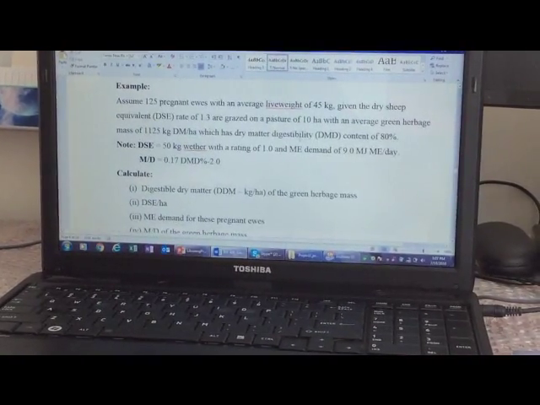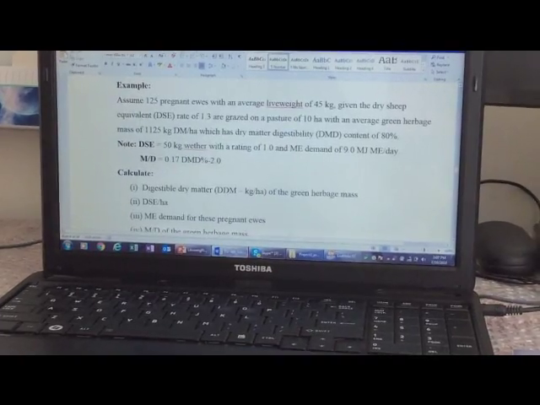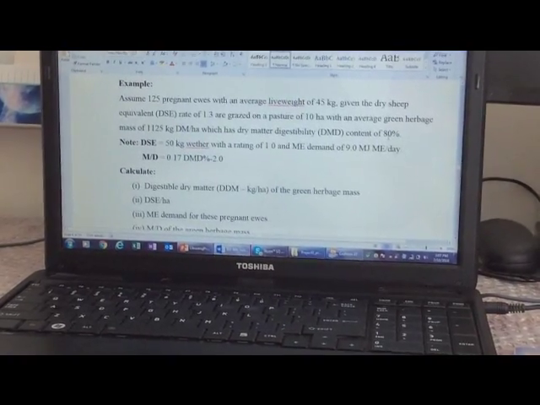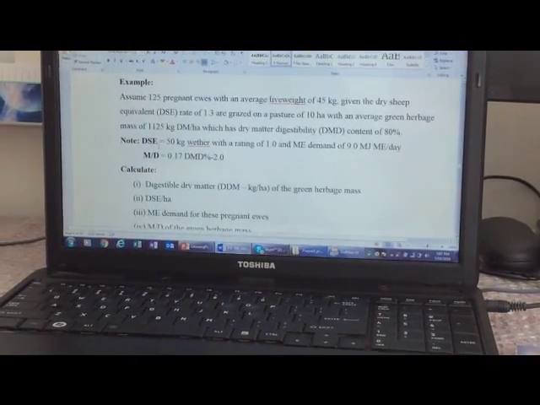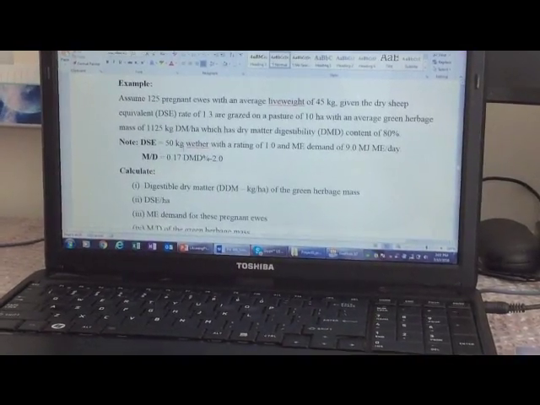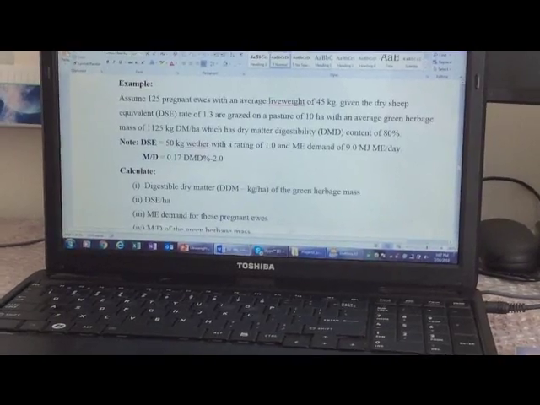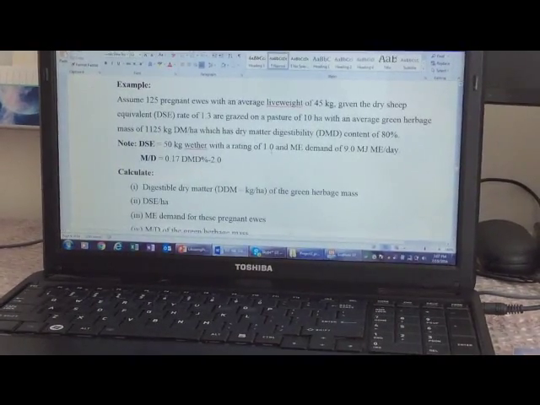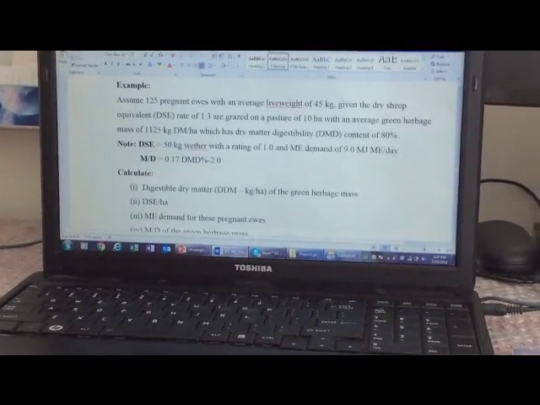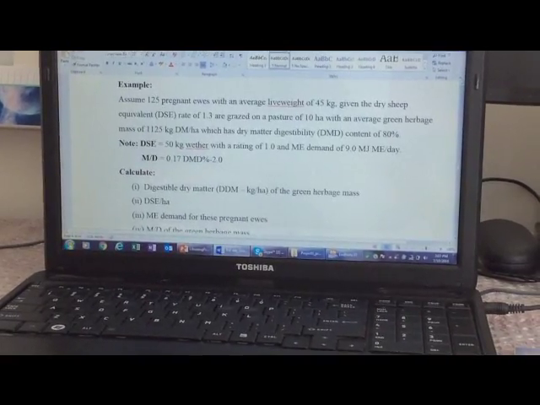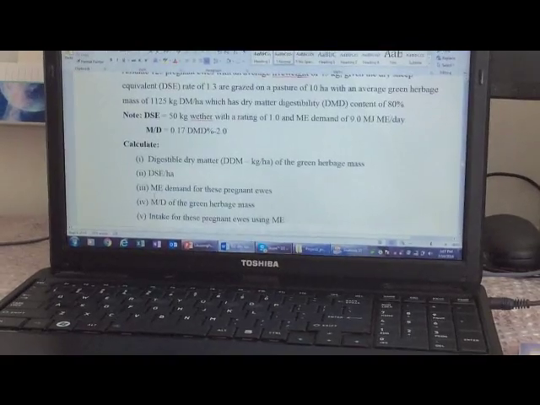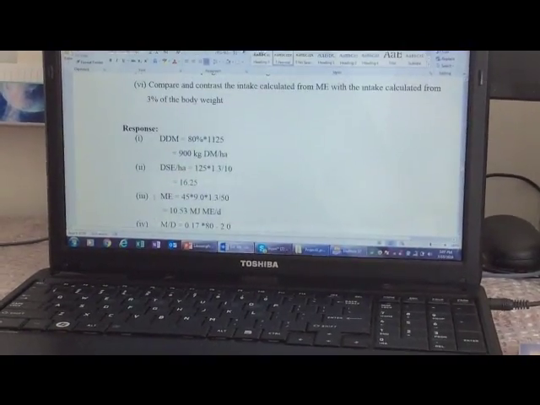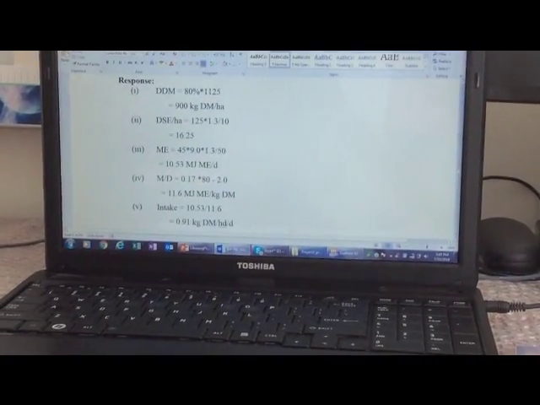And this pasture has a dry matter digestibility content of 80%. It's highly digestible, it's nutritious. So this is the DSE standard I was talking about for the wether, 50 kilograms wether, with the DSE rate of 1.0, and the ME demand for this wether is 9.0 megajoules ME per day. How do we calculate this? Let's go down to the calculation.